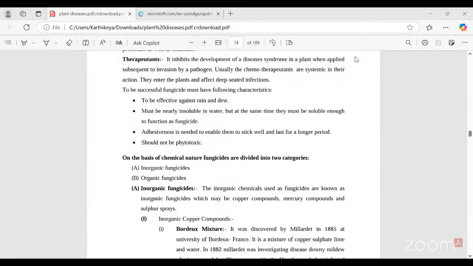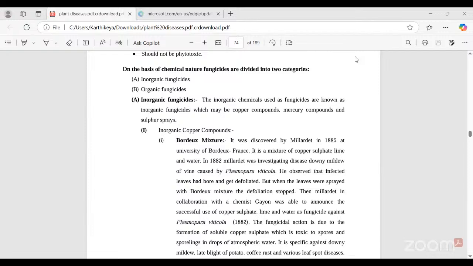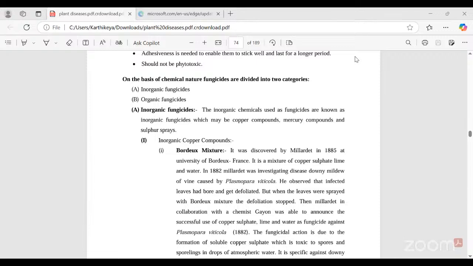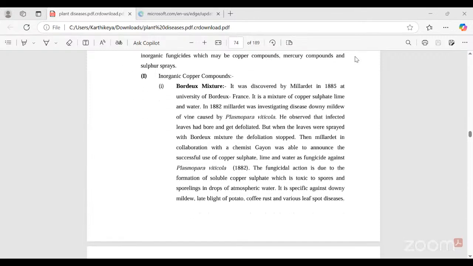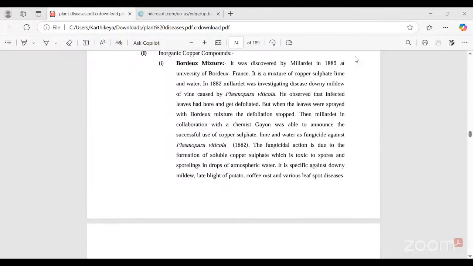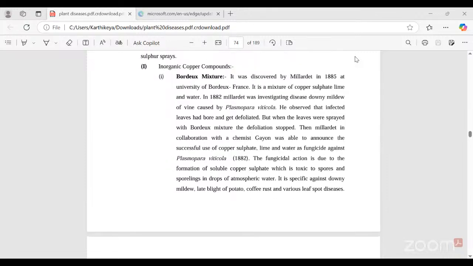On the basis of chemical nature, fungicides are divided into two categories, inorganic and organic fungicides. Chemicals used as fungicides that are inorganic may be copper compounds, mercury compounds, or sulfur compounds. Bordeaux mixture was discovered in the late 1885 at the University of Bordeaux, France. It is a mixture of copper sulfate, lime, and water.